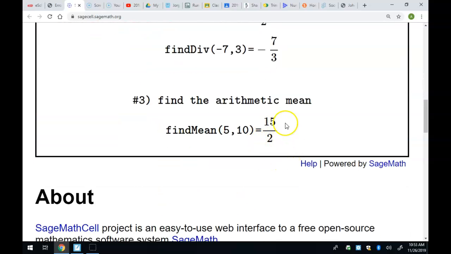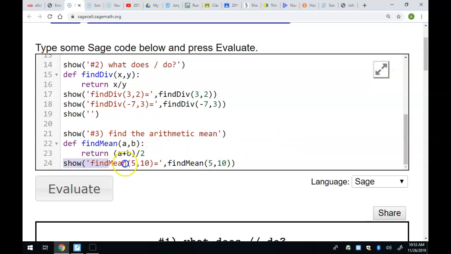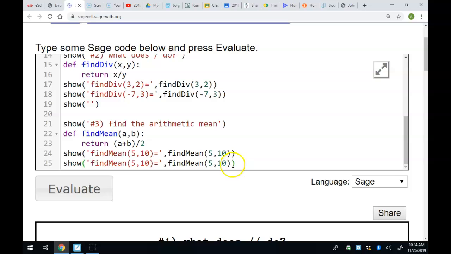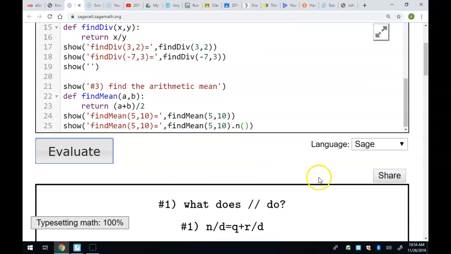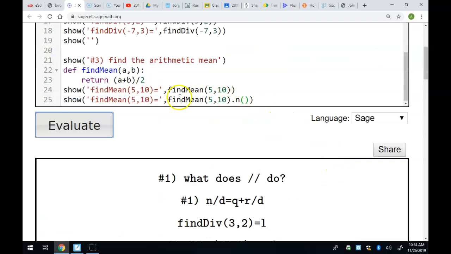And again, it's giving me an exact answer. So how do you make it a decimal if you want? You can override that by putting a .n on the end if you want. We call that n-ifying in Sageland. That's not a word. Don't tell your English teacher, right? 7.5. Or you could put it in the n function.